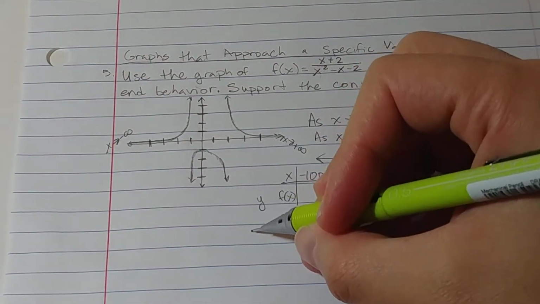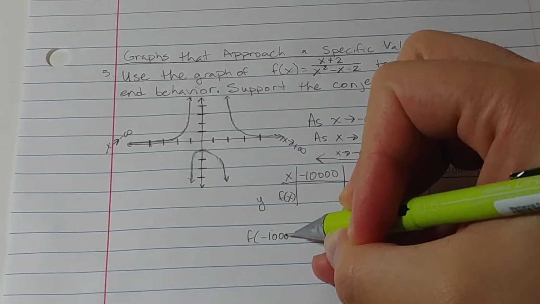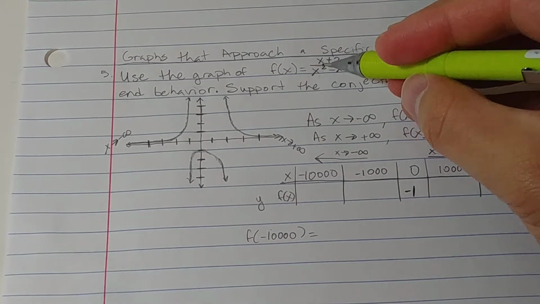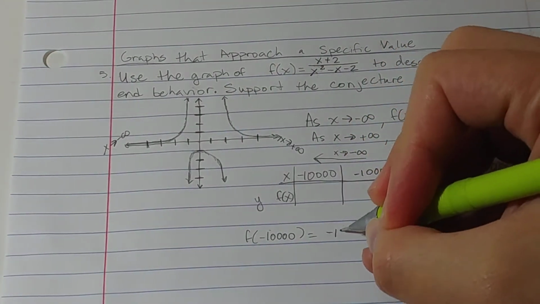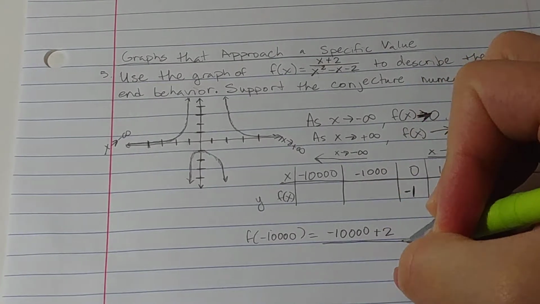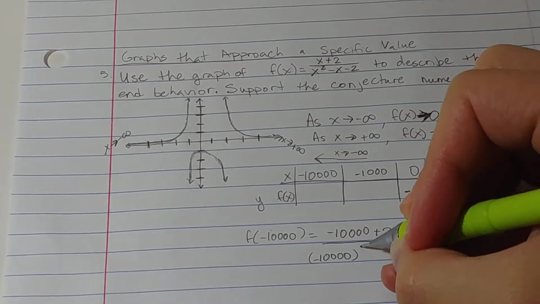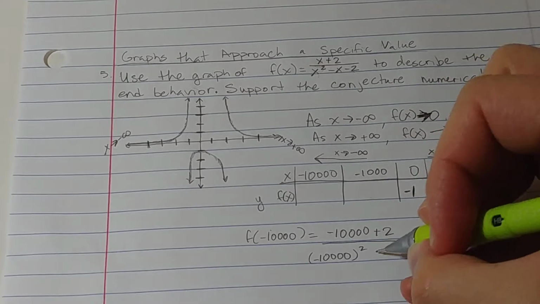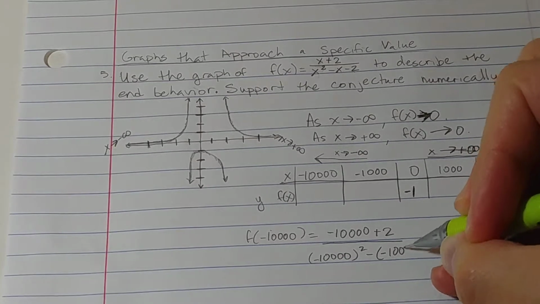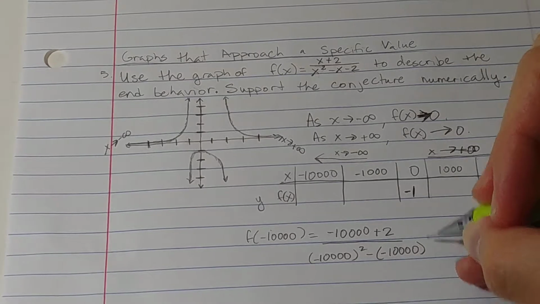To find the y's, we have to plug it in just like before. So f of negative 10,000 equals, and we're going to substitute all the x's with negative 10,000. So negative 10,000 plus 2 over negative 10,000, and because it's a negative squared, you have to put parentheses around it, minus, and since we're putting the negative number inside, we also have to put parentheses around that, minus 2.